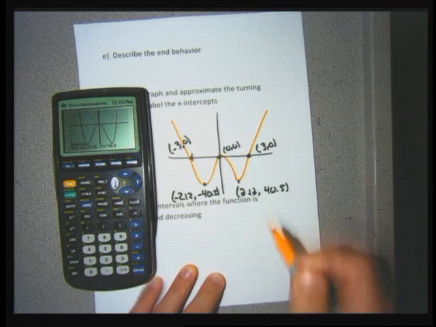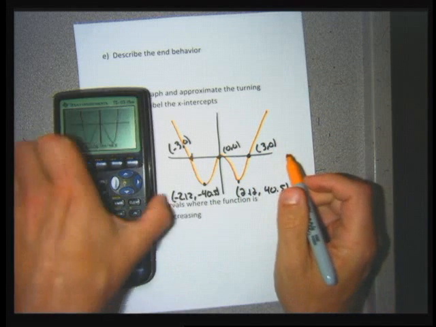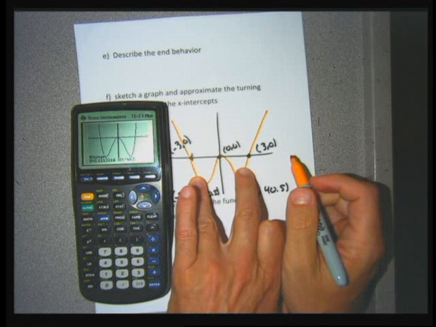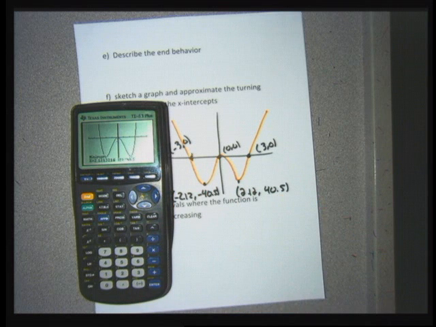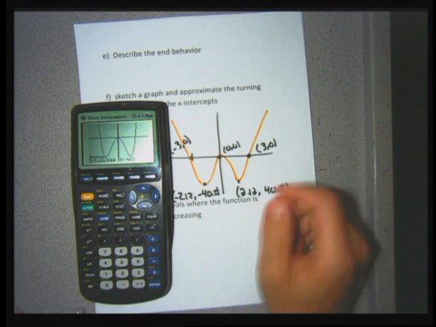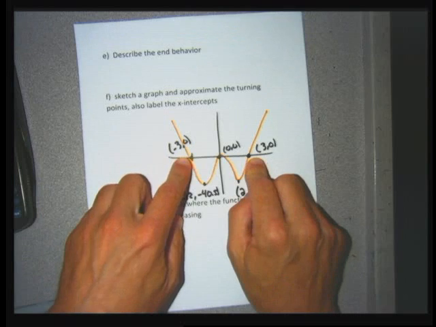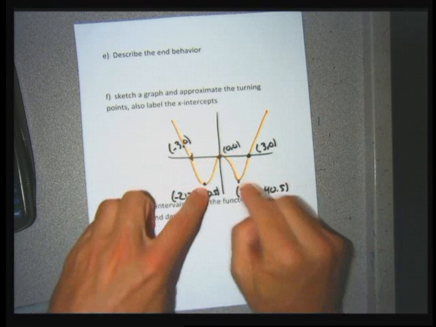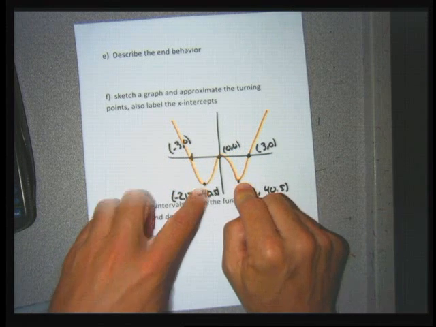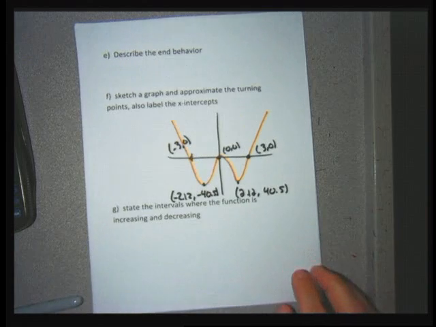So something like that. Again, my graph's not perfect. These humps are supposed to look identical. Mine don't look identical, but it's way more than close enough. I have everything labeled that I want to. Crossing the x-intercepts at the 3s, touching at the 0s. I see the minimum points, or the turning points. Now I'm going to describe the end behavior.